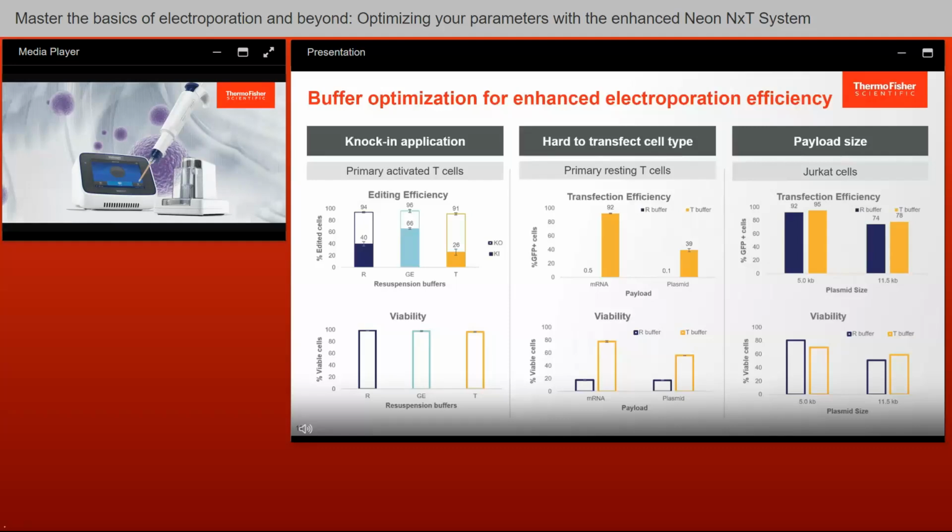Meanwhile, in the middle, we took a look at primary resting T cells, a very challenging cell type to transfect, with both mRNA and plasmid delivery. You'll notice here that T buffer was the right choice for resting T cells. Whereas lastly, with Jurkat cells, we took a look at 2 different plasmid sizes. And you'll notice here that T buffer did better with the large plasmid as well. So this just goes to show the importance of selecting the right buffer for the right application, and optimizing is very, very critical here.